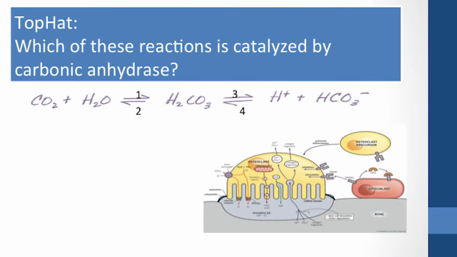Actually, before we do this, I want to start with a top hat question based on something we did last time. So go ahead and get into top hat. Okay, so I'll flash back to PowerPoint in just a second. Here's the question. Of the 4 reactions that are shown in that equilibrium that we've been looking at for a couple of days now, which ones are catalyzed by carbonic anhydrase? 1, 2, 3, or 4? And you should pick all that apply.